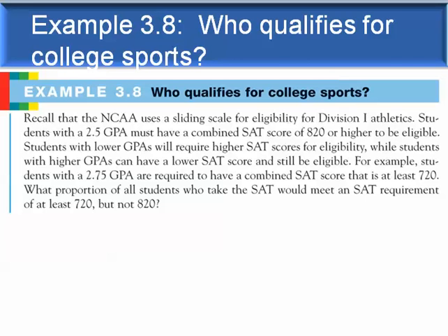For example, students with a 2.5 GPA must have a combined SAT score of 820 or higher to be eligible. Students with lower GPAs need a higher SAT score, and students with higher GPAs can have a lower SAT score. Students with a 2.75 GPA must have an SAT score that's at least 720. So the question is asking what proportion or percent of all students who take the SAT would meet an SAT requirement of at least 720 but not 820.